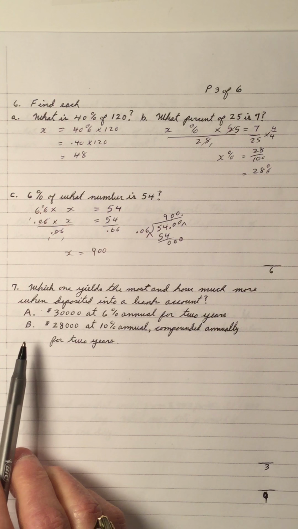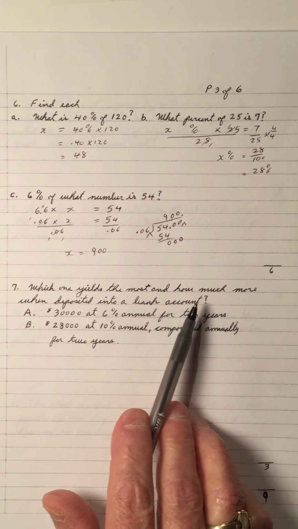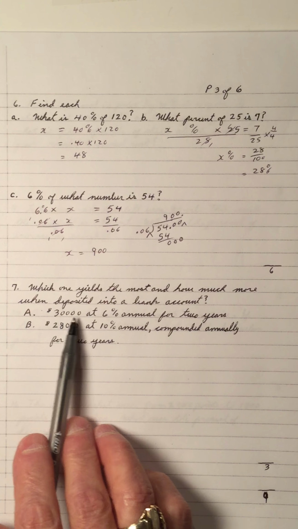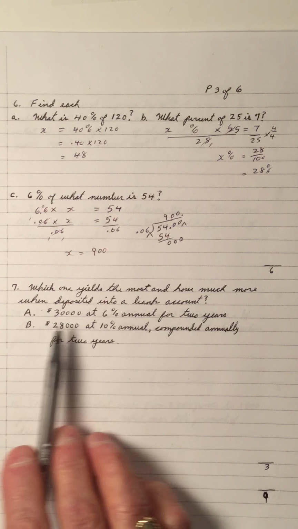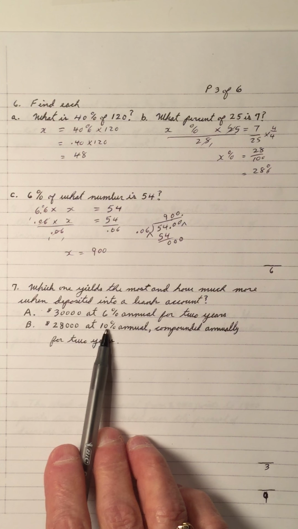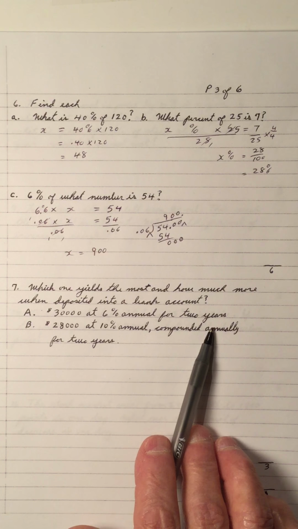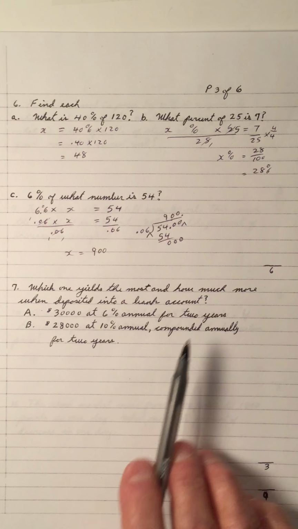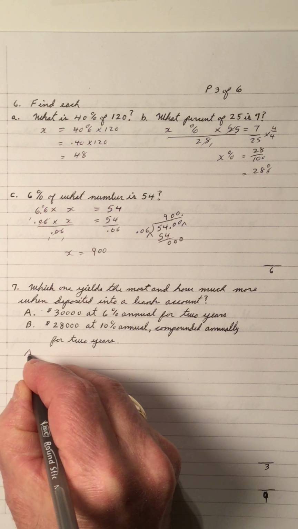Let's do number 7. Which one yields the most and how much more when deposited into a bank account? A, $30,000 at 6% annual for 2 years. B, $28,000 at 10% annual, compounded annually. Notice A is simple interest. B is compound interest. So let's work out A first.